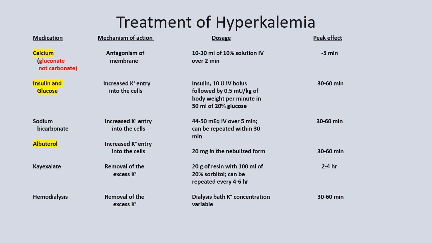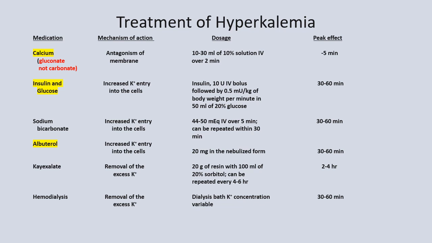So to push potassium into the cell where there's a higher concentration requires active transport because you're going against the concentration gradient. So you require an ATPase pump, which is a form of active transport. So insulin stimulates this ATPase pump and allows for potassium to enter the cell. And this is a similar mechanism of albuterol, which is a beta-2 agonist, which works in a similar way.